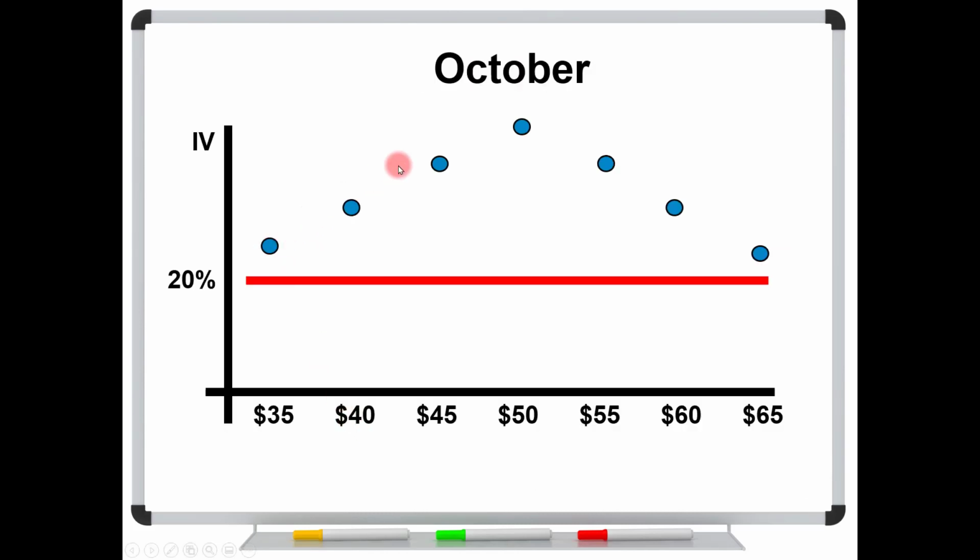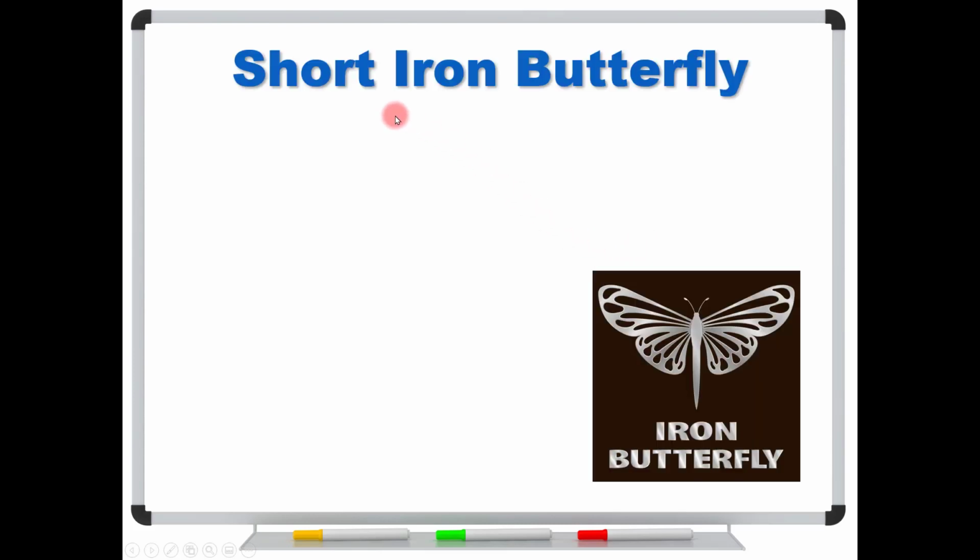It's going to look something like this, more like a frown instead of the smile that we saw before. So notice that the highest implied volatility is at the money, and then it starts to fall off as we move away from that center. So what could we do in these cases if we think that the straddles are overpriced? Well, this is where the short iron butterfly can come into play.